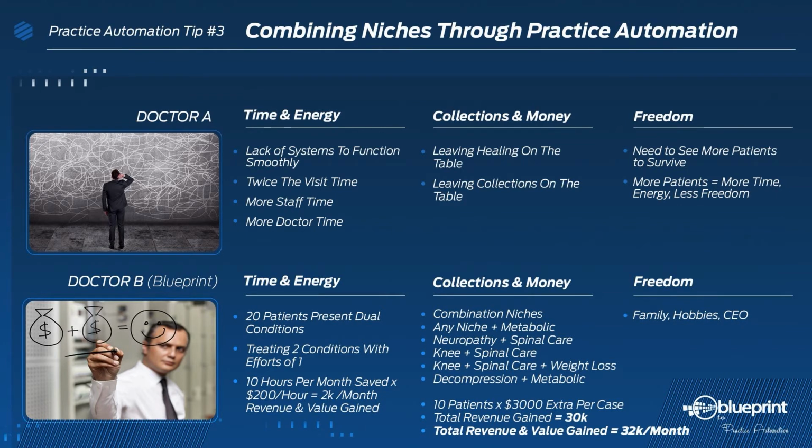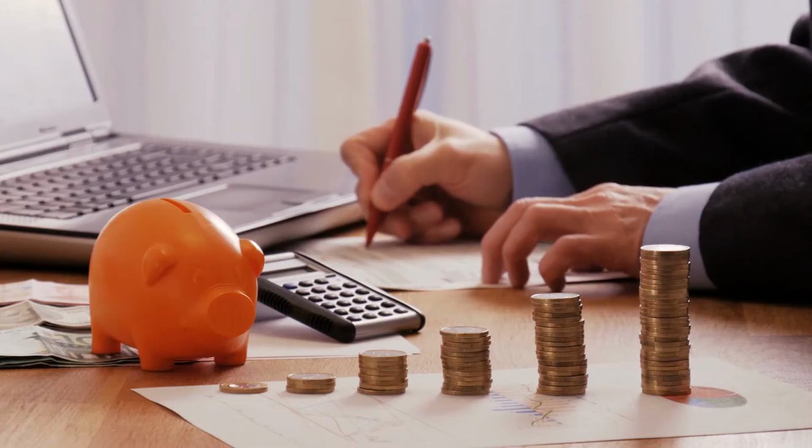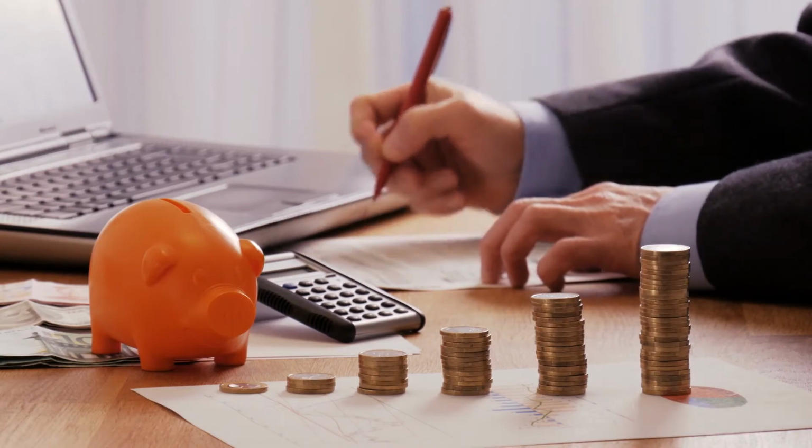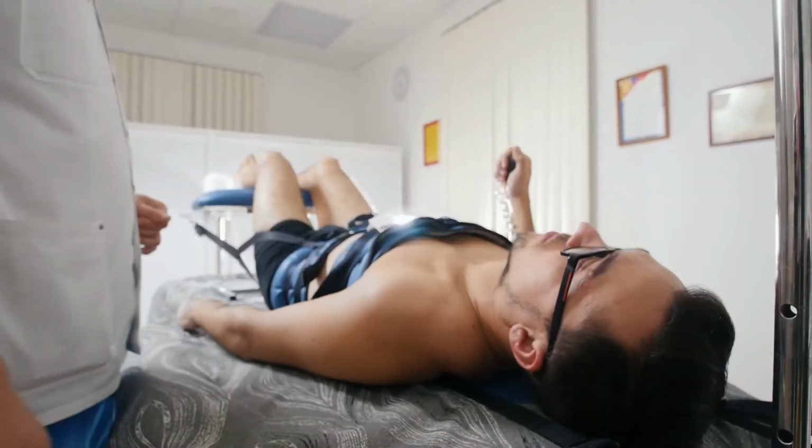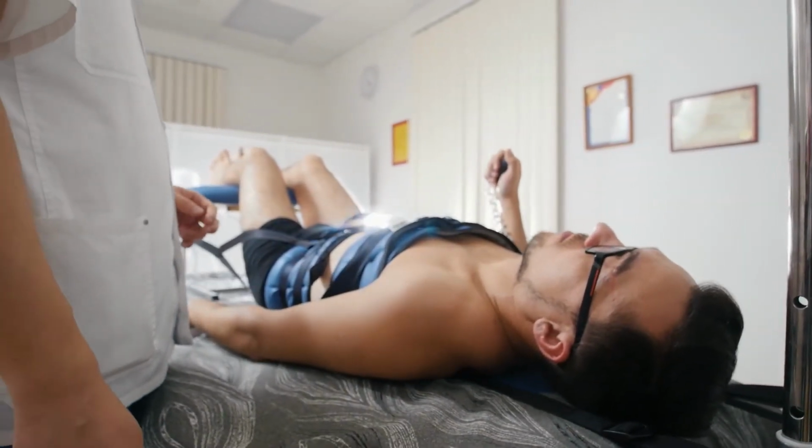So just adding metabolic components on to any niche is a huge opportunity. That's where a lot of our clients start. And they gain an extra 10, 15, 20, sometimes $30,000 a month in collections just by adding a metabolic component to their other care, just to chiropractic. So let's give you some examples.